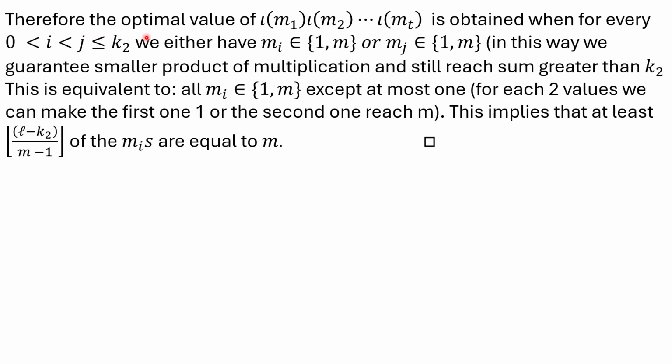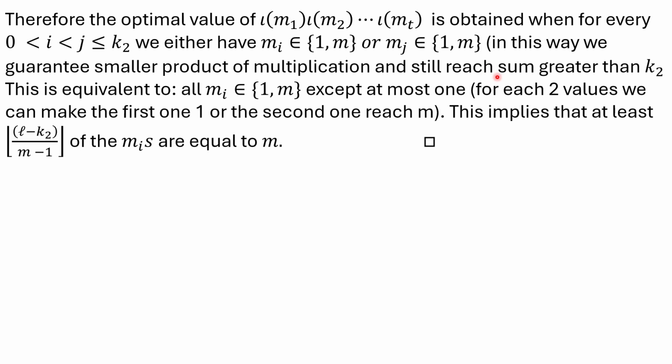Therefore, the optimal value of L1 to LT is obtained when for every i, j, we either have mi as 1 or m, or mj as 1 or m. In this way, we guarantee a smaller product of multiplication and still reach a sum greater than k2. These are the 2 constraints that we have. This is equivalent to all mi being 1 or m except at most 1.